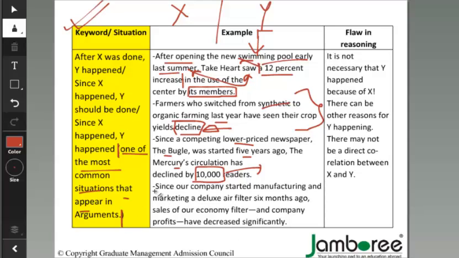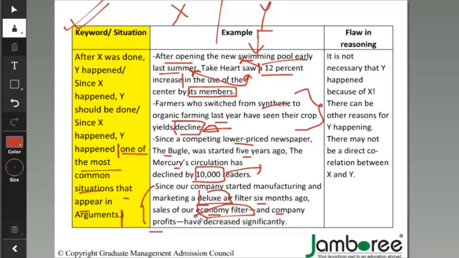Next, again, another example. As I say, this is the most common type of flaw in AWA arguments. Since our company started manufacturing and marketing a deluxe air filter 6 months ago, sales of our economy filter and the company profits have decreased. So this is now straightforward, right? A deluxe air filter, an economy air filter.